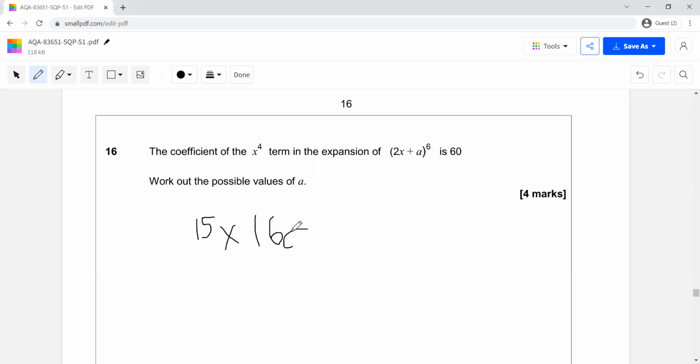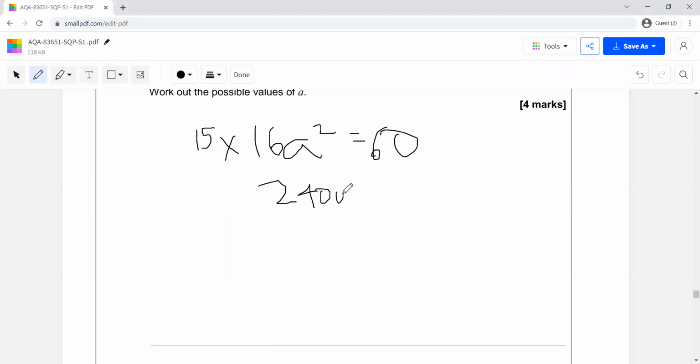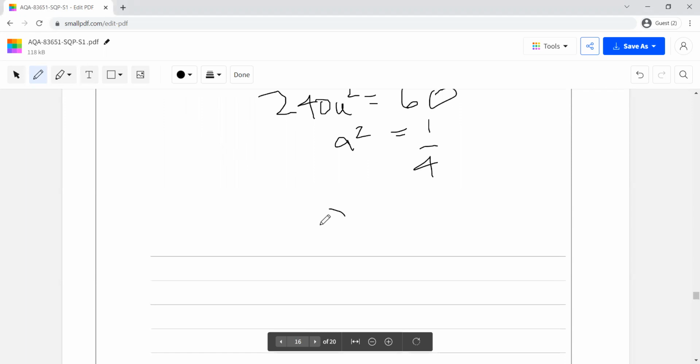a squared is going to be equal to 60, which means that 240 a squared is equal to 60. So a squared is equal to a quarter. So a squared is a quarter. So a is equal to plus or minus a half.